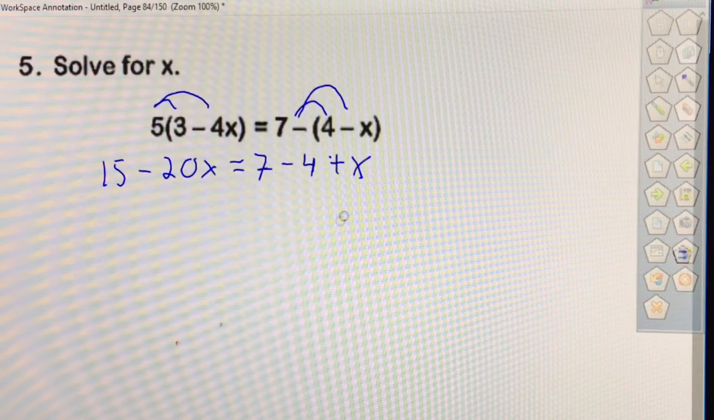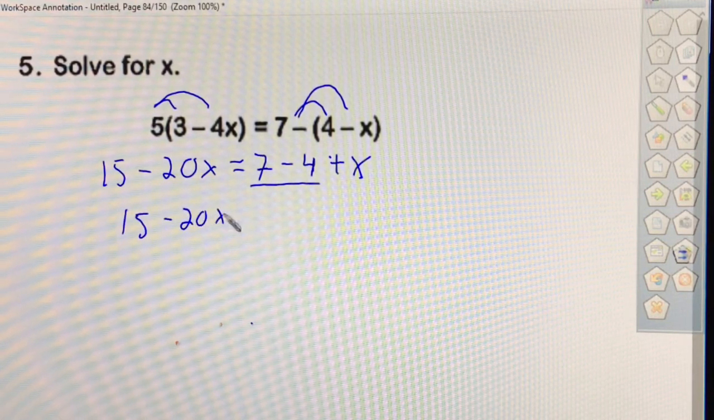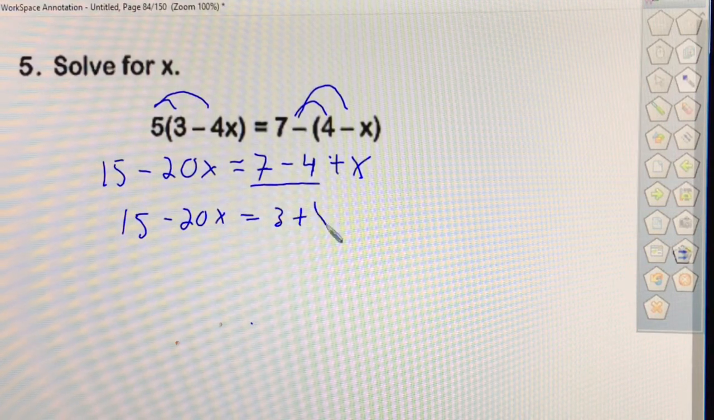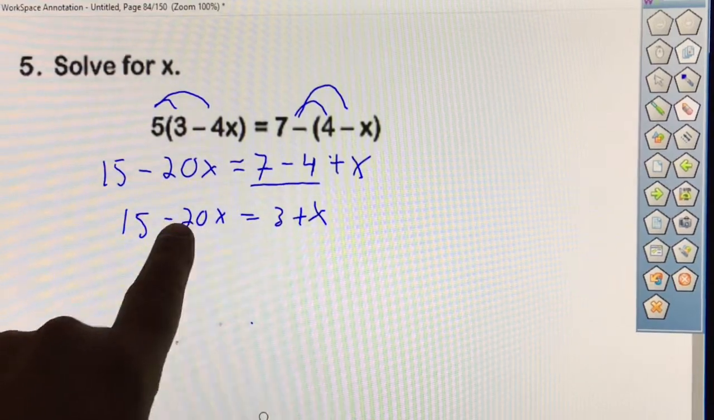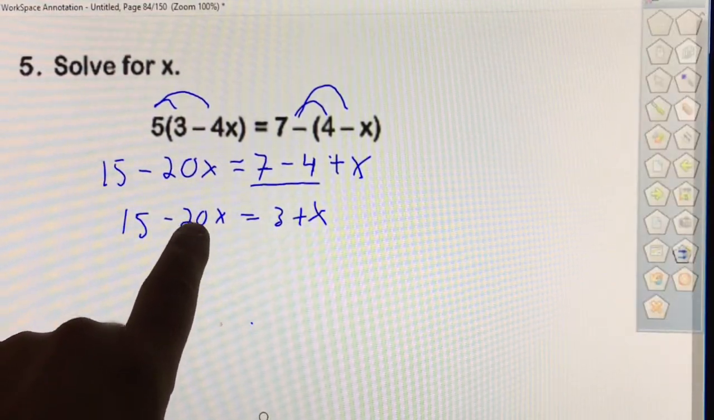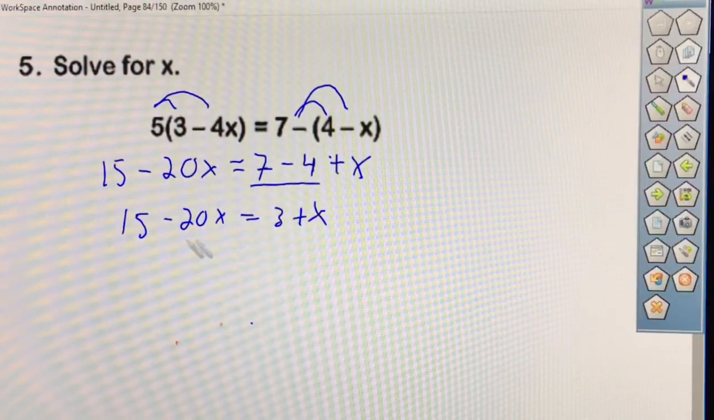It's a pitfall. So notice I can combine my terms right here. That's going to give me a 3. So 15 minus 20x equals 3 plus x. I use this technique. I cover up the smaller of the two. I look for the smaller of the two. Which one's smaller? Negative 20x. Negative 20x is smaller than positive x. So I just do the opposite of the smaller one.